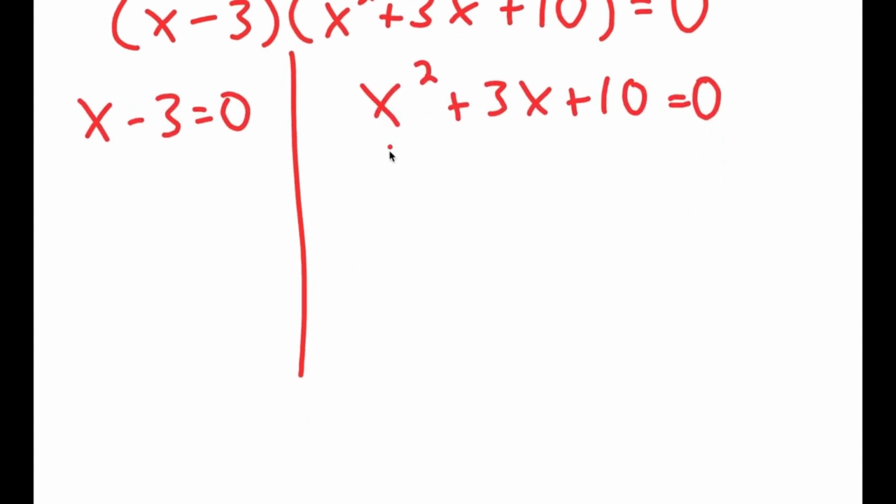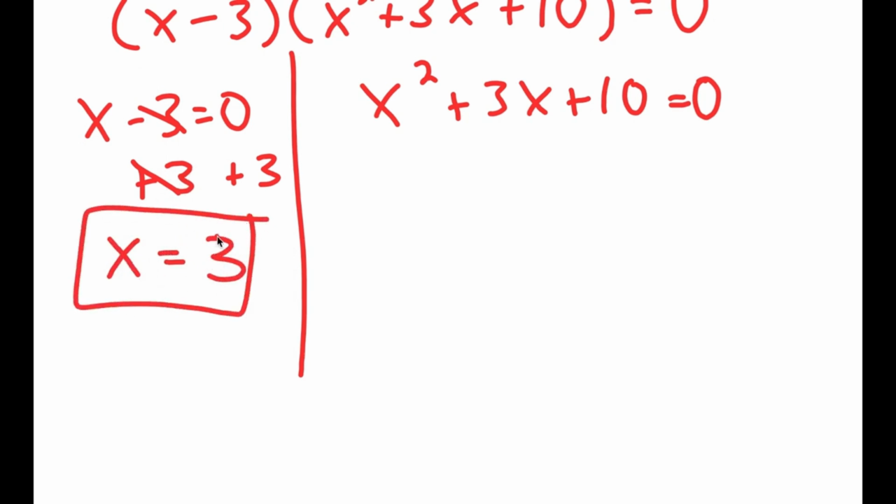So for x minus 3 equals 0, this is fairly simple. All I have to do is add 3 on both sides. So then these two cancel out, and I get x is equal to 3. So this is one solution of x.